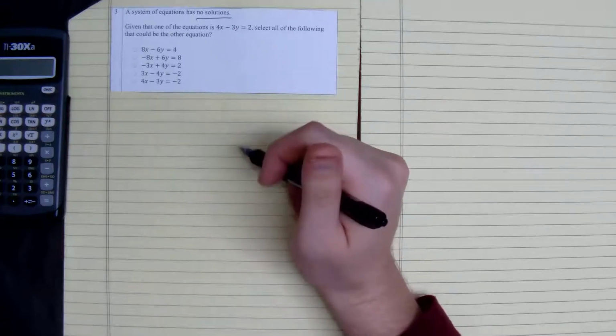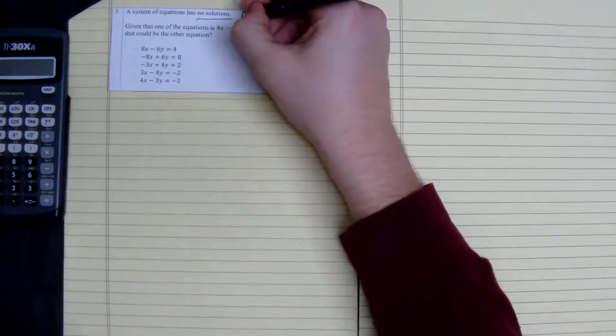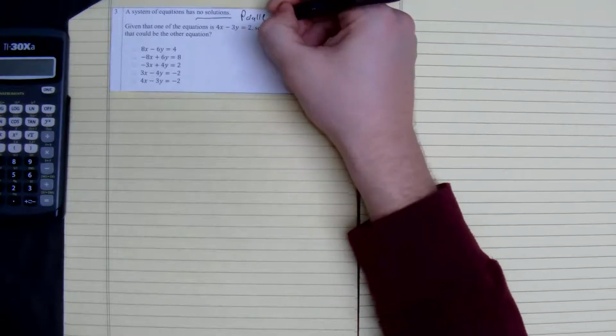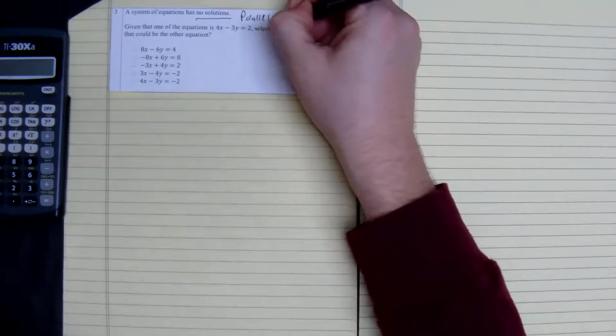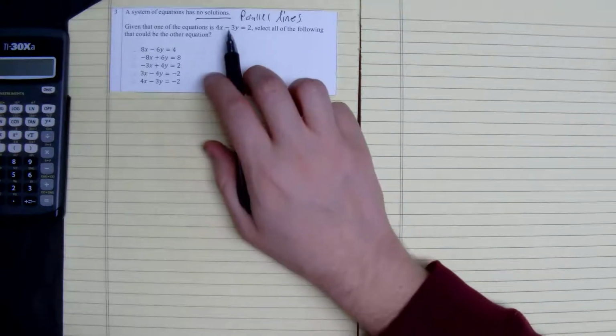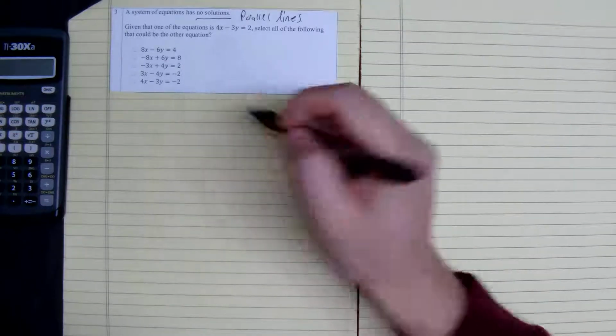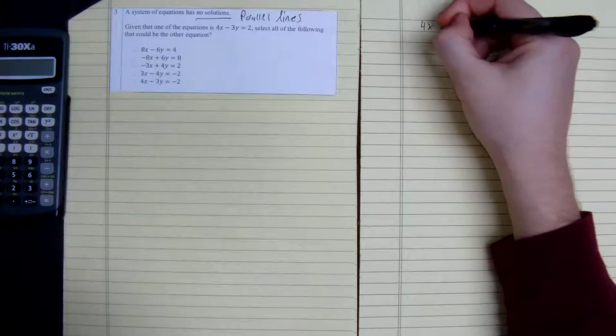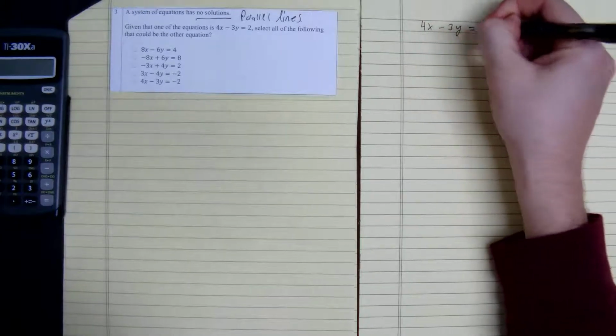No solution means they're going to be parallel lines. They're not going to intersect. So these are going to be parallel lines. So let's figure out the slope of this equation. Let's put this in slope-intercept form. So we have 4x minus 3y equals 2.